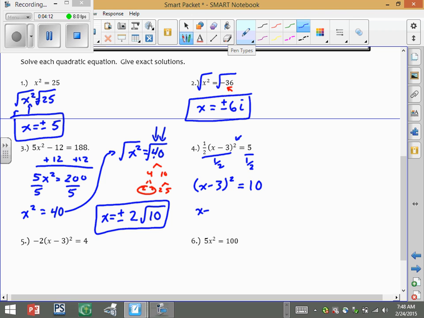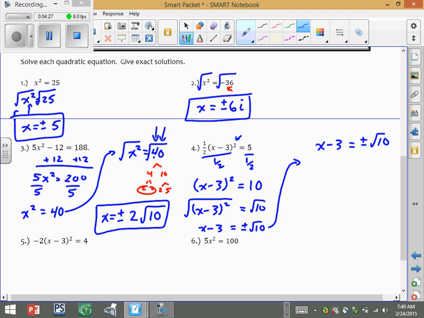So if we do x minus 3 squared, if we take the square root of that, we're left with x minus 3. And then we're going to take the square root of 10. So that leaves us with plus or minus square root of 10. And then one more step here. So here's x minus 3 equals plus or minus square root of 10. We need to move this 3 over by adding 3. So again, the big objective here, we're just trying to solve for x.